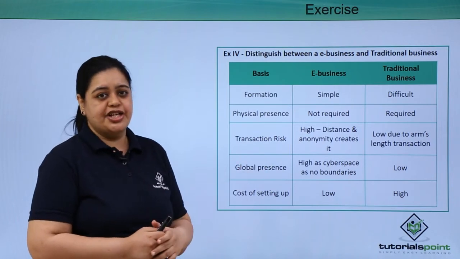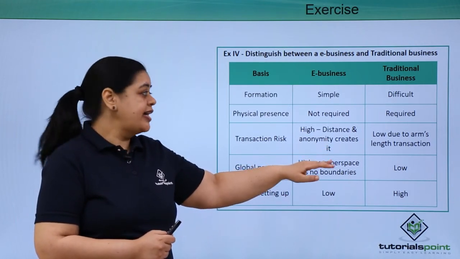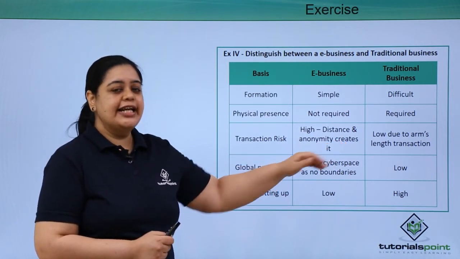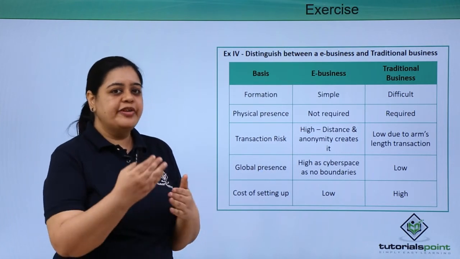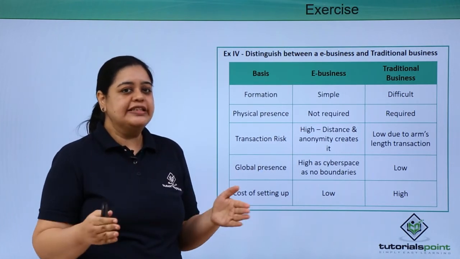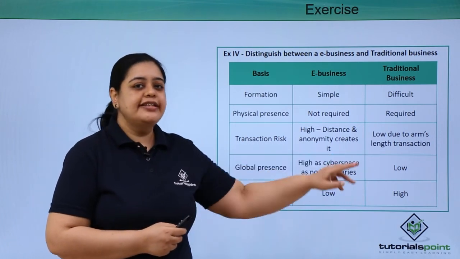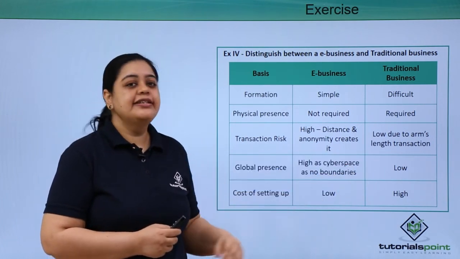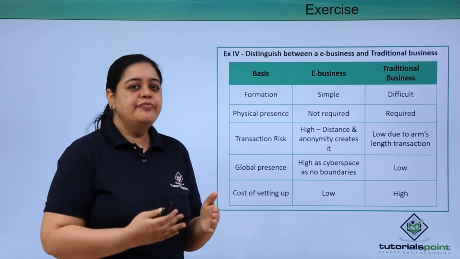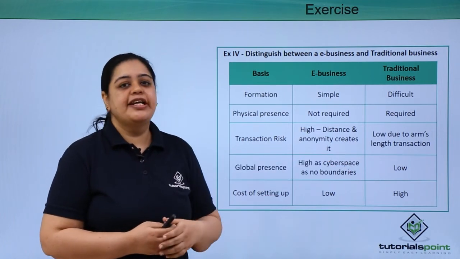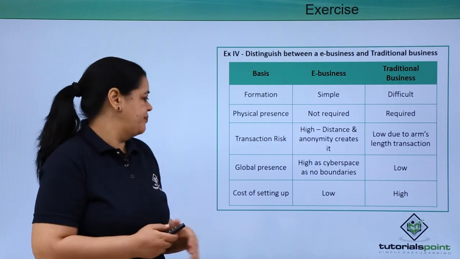When it comes to transaction risk, there is a high risk in e-business because of distance and anonymity. Okay, because the buyer and the seller are at two distinct places, the risks are very high. In traditional business, the risk would be very low because the buyer and the seller would be in proximity and the transaction would be done at arm's length.